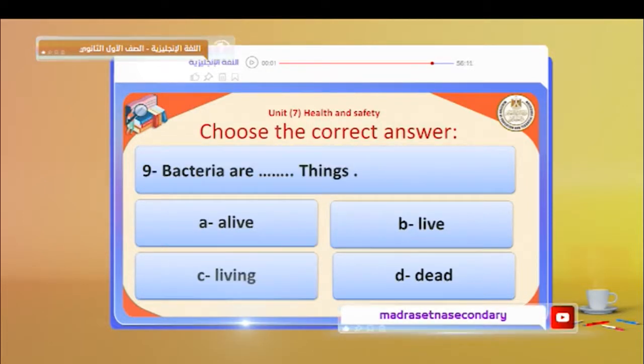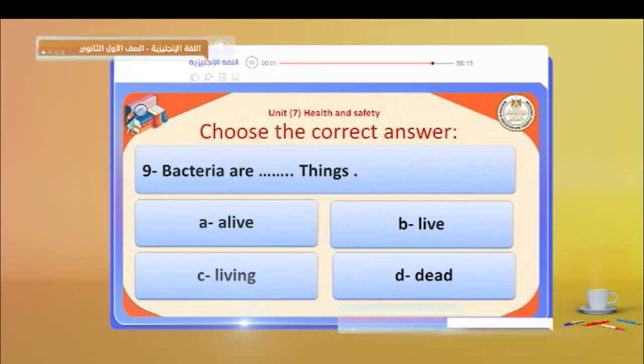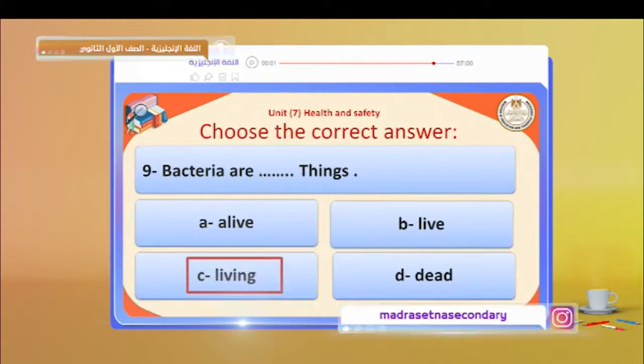Question number 9. Bacteria are things. Of course, we said that bacteria is plural. It takes the verb are, and the singular is bacterium. So bacteria are alive things, live things, living things, or dead things. Of course, bacteria are living things, living creatures.